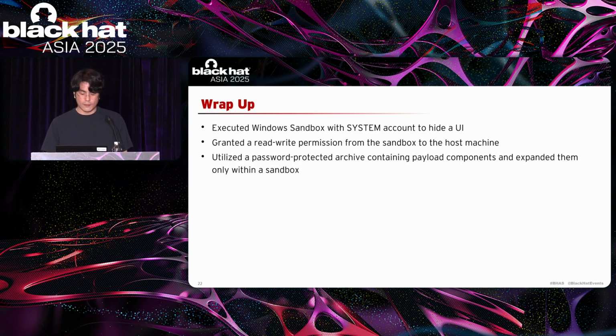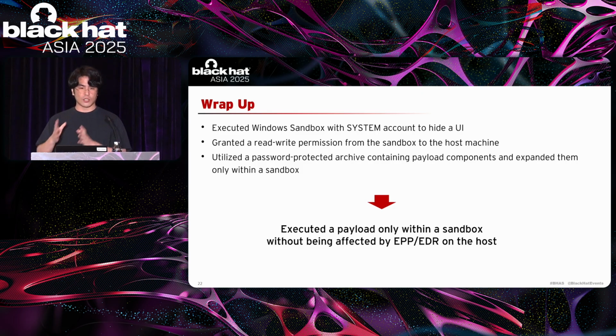So let me briefly wrap up the tricks used in this attack. The adversary executed Windows Sandbox with the system account to hide the UI, and they granted read-write permission from the Sandbox to the host machine to access arbitrary data, including some sensitive data, from the Sandbox environment. They also utilized a password-protected archive containing payload components and expanded them only within the Sandbox. Through these techniques, the adversary executed a payload only within the Sandbox without being affected by the EDR or EPP on the host.